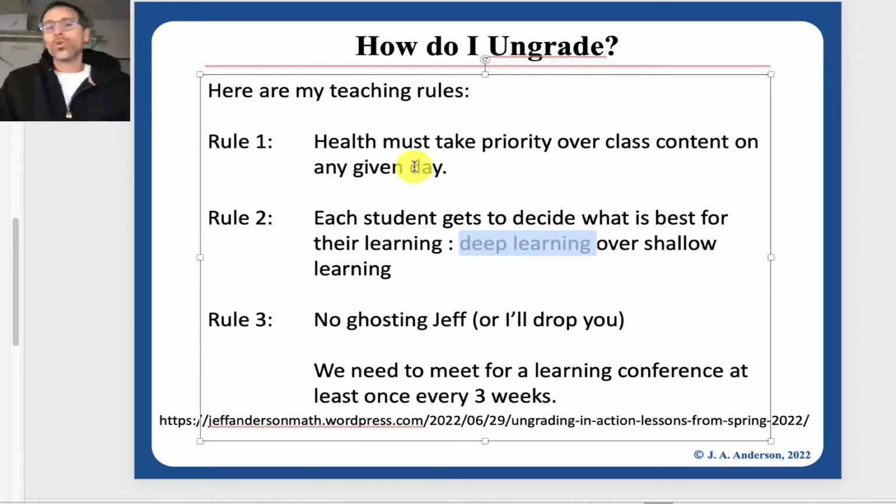So that's rule number 2. Rule number 1 is health has to take priority. Rule number 2 is deep learning over shallow learning, right? And we'll talk about what deep learning is. Students are in the best place to determine what, when, and where, and what to do to deep learn.